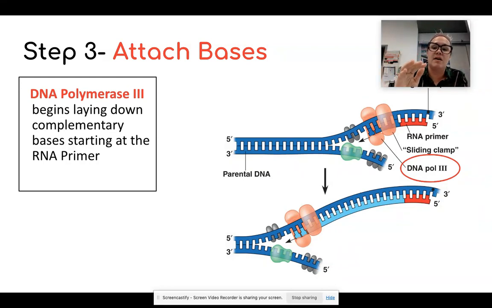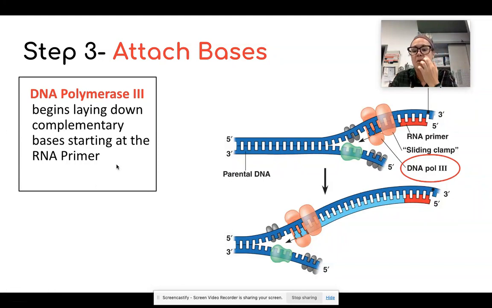So the enzyme in charge of that is called DNA polymerase 3, and it begins laying down what we call complementary bases. But nitrogenous bases bond in a particular way. So A goes with T. So a complementary relationship there, and the bonding relationship is that adenine and thymine would bond together, and that's what we refer to as complementary bases.